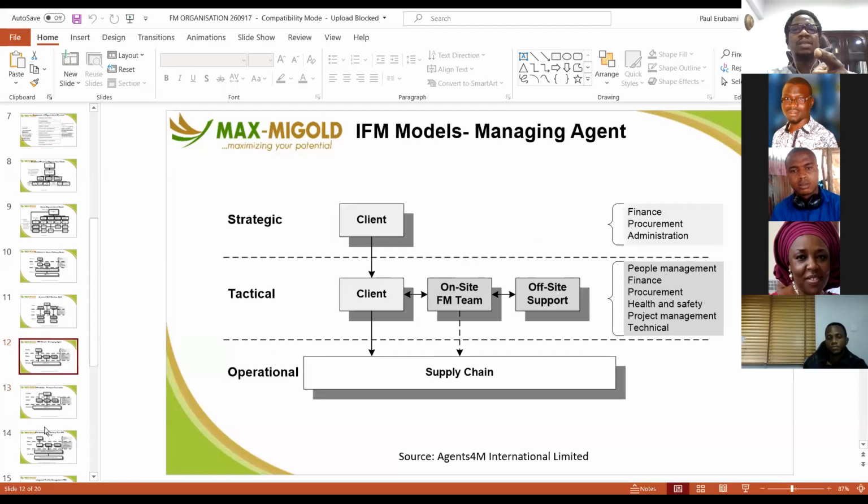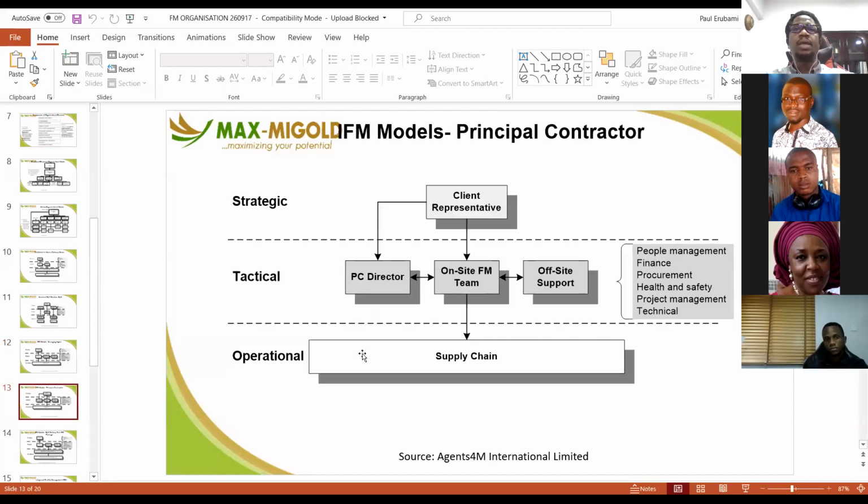Unlike the managing agent model where the client still has those contracts, in the principal contractor model, the client has a contract with the principal contractor, and the principal contractor has a contract with all the various service providers. In essence, this model of IFM is what we call the total facility management. This is more of integrated facility management in that the client has one contract, not one with the management company and many with service providers. No, he has one contract, and that is only with the management company, who is also in charge of all services. That's what the principal contractor model is.